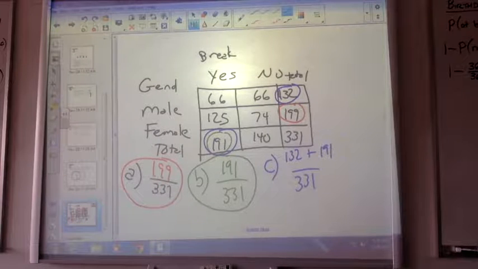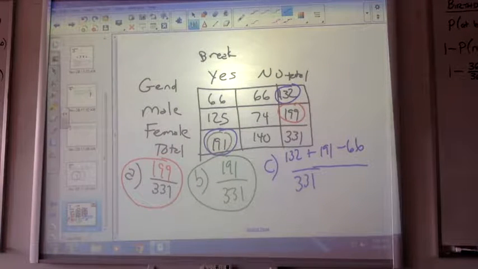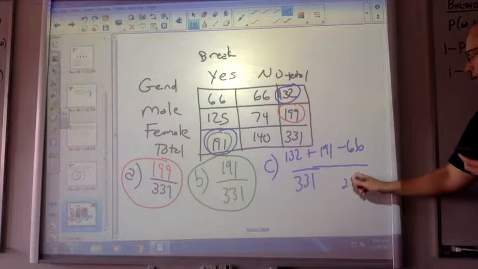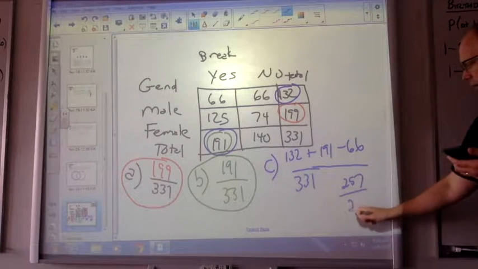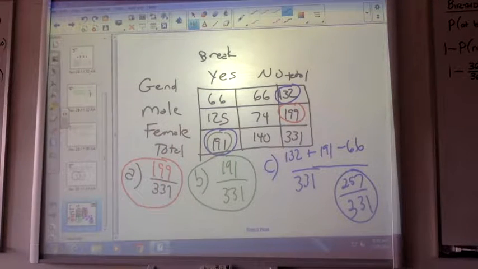Is there a part that is male and breakfast both? Yeah. You're going to subtract the 66. Okay? If I don't subtract the 66, you're counting that part of your collection twice. Okay? I don't have a calculator with me. Fine. So we use the top drawer, but I always pick the second drawer thinking it's going to be different. So you got 132 plus 191 minus 66. So that gives us 257 out of 331. And again, if you wanted to, you could reduce it or you can make it a decimal. It's not necessary though, okay?